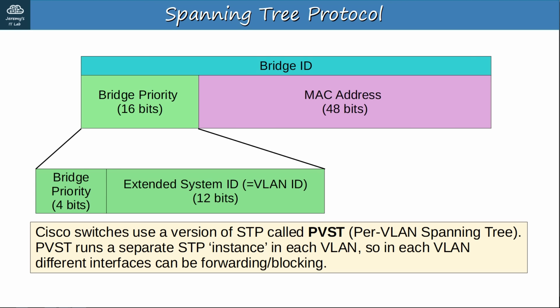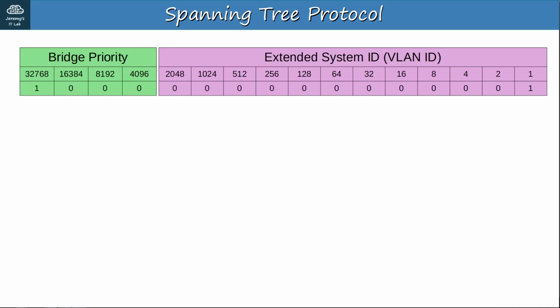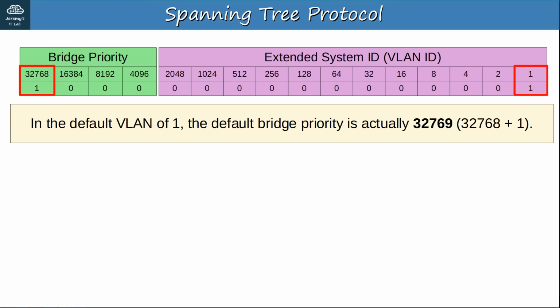Here's a deeper look at the bridge priority field. You may have wondered why 32768 is the default bridge priority. Well, it's because this total field is 16 bits in length, and the most significant bit is set to 1 by default. Therefore, the bridge priority was 32768. However, with the addition of the extended system ID, adding the VLAN ID number to the bridge priority, that changed. So the default VLAN ID is 1, therefore the bridge priority in total actually isn't 32768, it's 32769. In the default VLAN of 1, the default bridge priority is actually 32769, which is 32768 plus 1. Now here's a question.